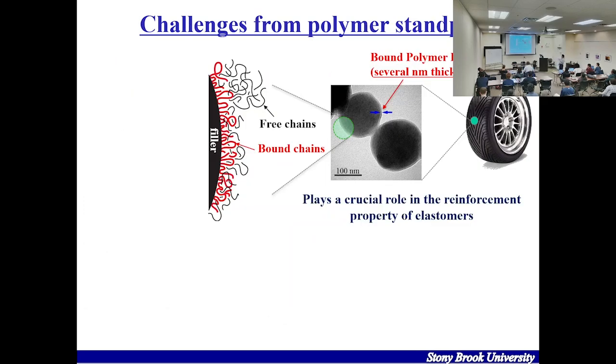I want to show you the challenge from the polymer point of view. As I said, this is the carbon black here. The size is about 100 nanometers. I'm not sure whether you can see it or not, but outside of the polymer, at the surface, is what we call the bound rubber. The thickness is a couple of nanometers. We cannot dissolve this polymer. It's strongly attached to the filler surface. And believe it or not, this bound rubber plays a crucial role in the reinforcement property of the polymer. I want to show you the data here.